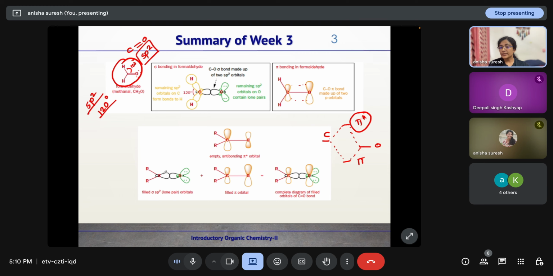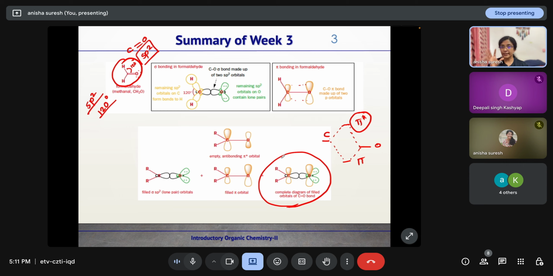And we are having these sp2 orbitals forming the sigma bond. So together, this will be the complete diagram of filled orbitals of the CO bond. Okay, so the CO bond is formed by overlapping of the sp2 hybridized orbitals of carbon and oxygen, and the pi bond will be formed by overlapping of the perpendicular p orbitals of the oxygen and carbon, and there will be an empty antibonding pi star orbital present, and its contribution will be larger on the carbon.